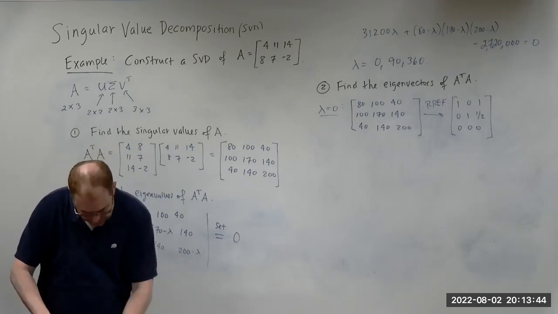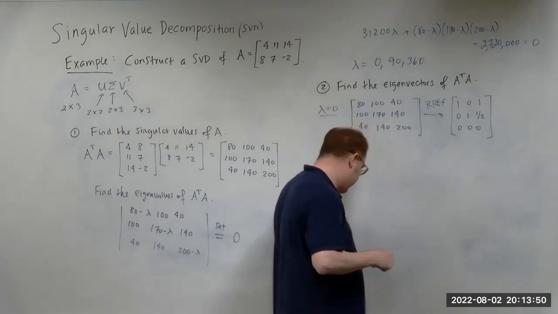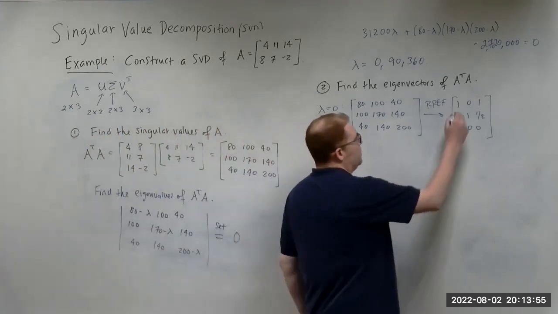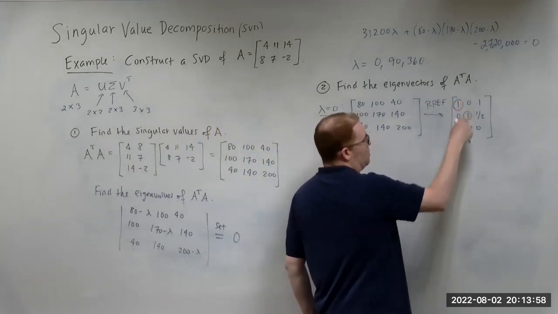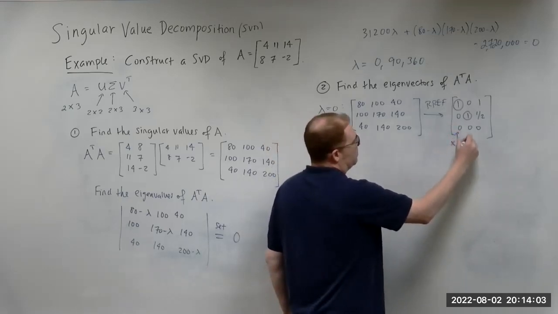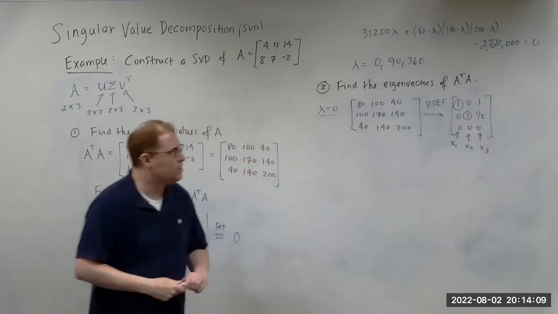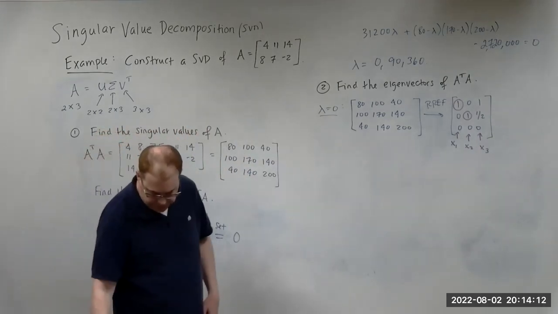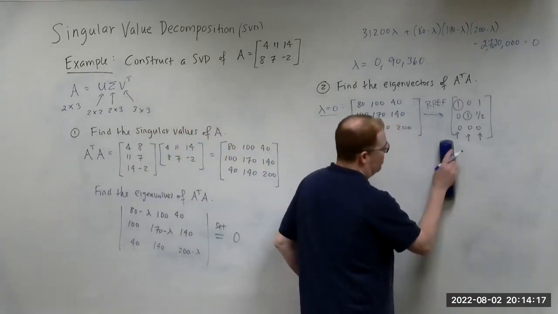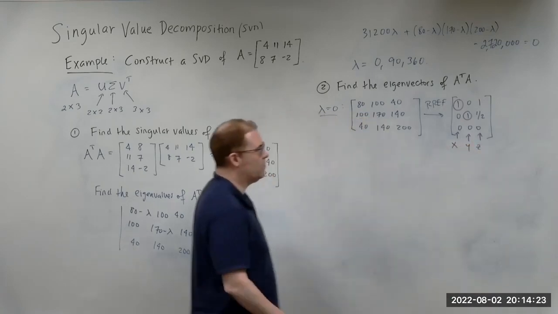So we have one free variable here. Let me recall some things. These correspond to your basic variables. So x3 is a free variable. Just to be consistent with my notes, I'll use X, Y, and Z here. You can use whatever variables you want.